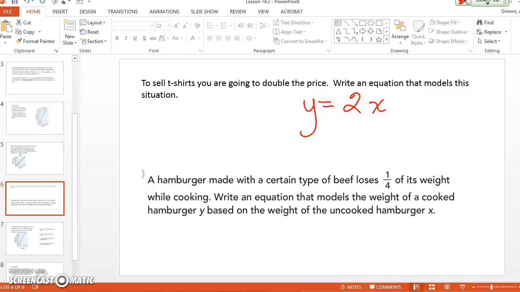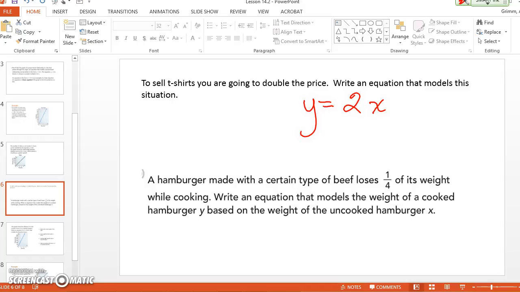Okay. Now the next one I think is a little tricky the way they're saying it. A hamburger made with a certain type of beef loses 1/4 of its weight while cooking. Have you ever gone to McDonald's and ordered a quarter pounder? Or if you go to a restaurant and it says you're getting a quarter pounder, or sometimes even some restaurants serve even bigger burgers than that. If you haven't, do you at least know what I'm talking about? So when they say that it's a quarter pounder, that's before they cook it.